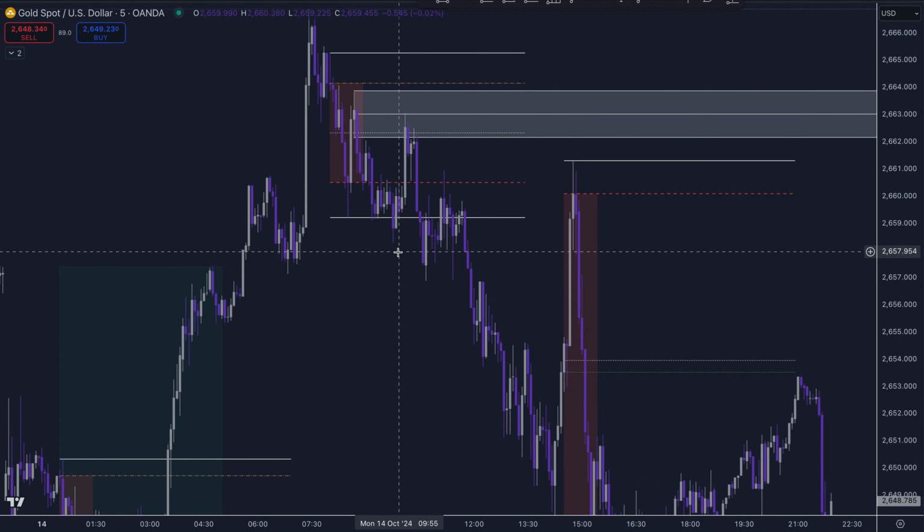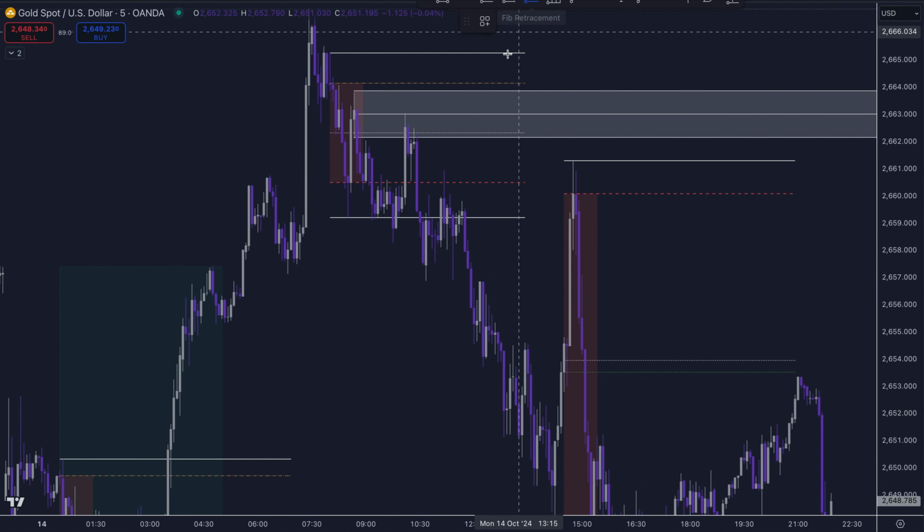Okay. Now, when it comes to take profit selection, the typical take profit selections can be used: imbalances, equal highs, equal lows, areas of liquidity, so on and so forth, furthest areas of demand or supply that we could look for on the higher time frame, and anything of that nature.